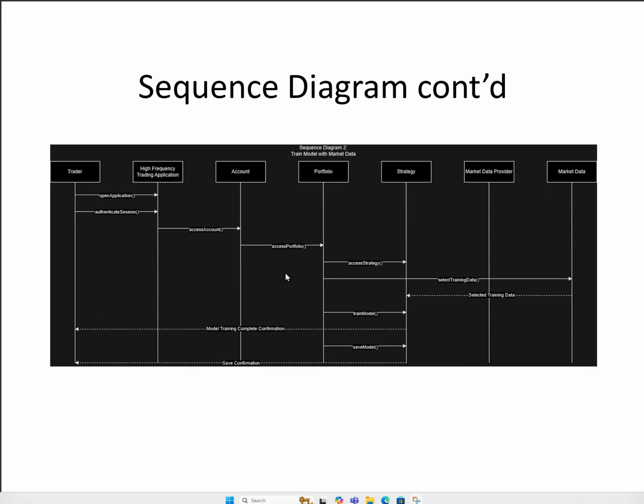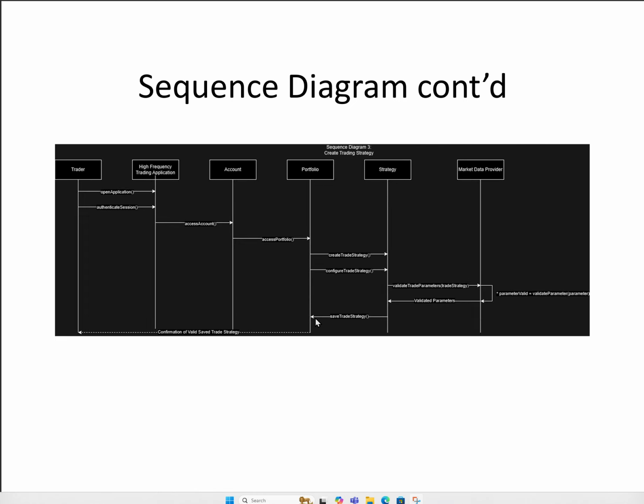For the train model with market data, the trader navigates through the HFT application, goes to the account, portfolio, strategy, accesses the strategy, selects training data, and then trains the model, gets its confirmation, saves the model, and receives save confirmation.